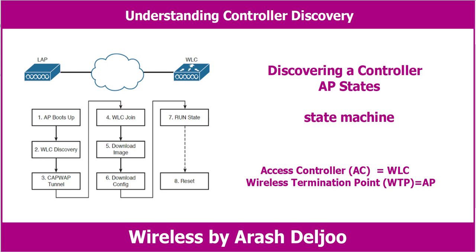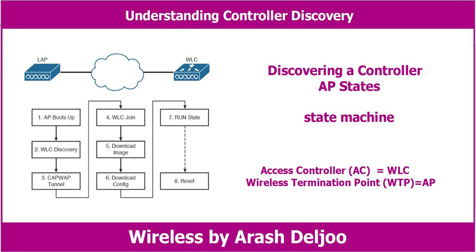In step 1, as you can see, the AP boots up. Once an AP receives power, it boots on a small IOS image so that it can work through the remaining states and communicate over its network connection. The AP must also receive an IP address from either a Dynamic Host Configuration Protocol or DHCP server or a static configuration so that it can communicate over the network. This is the first step.